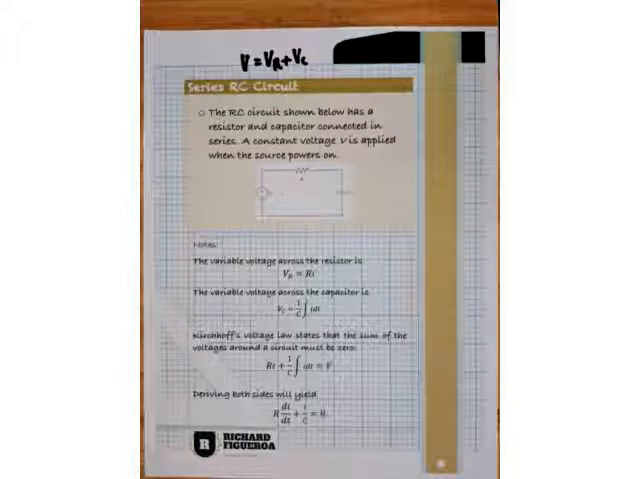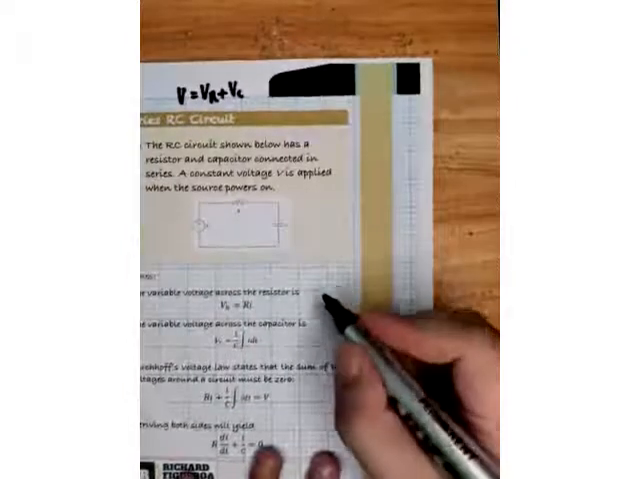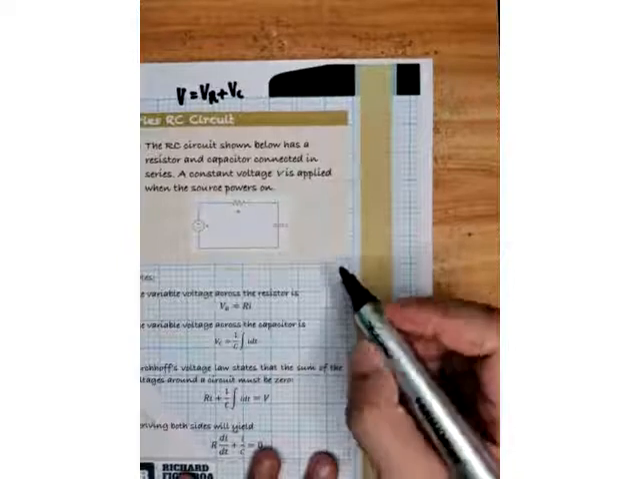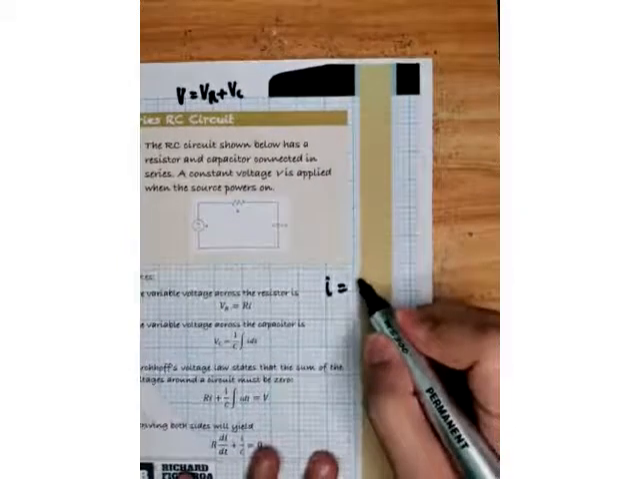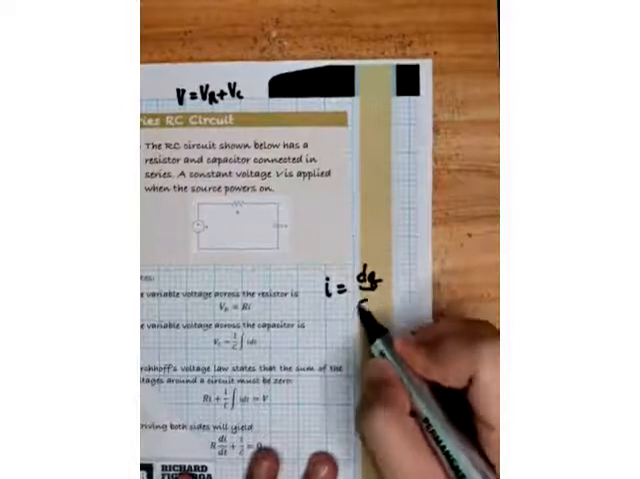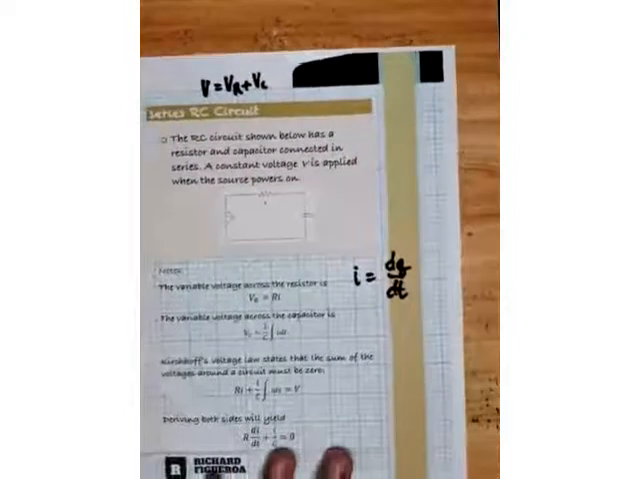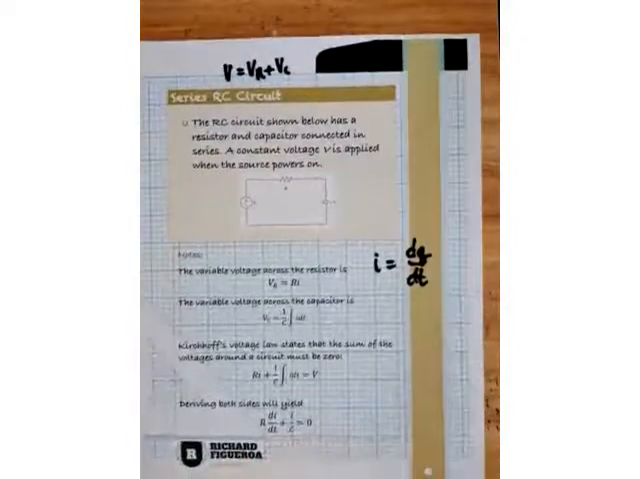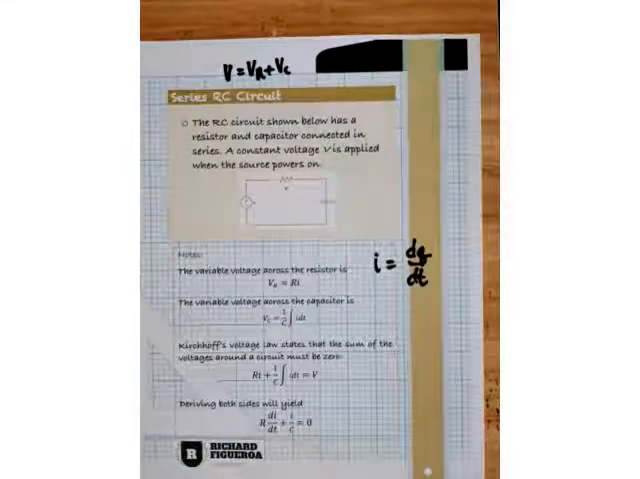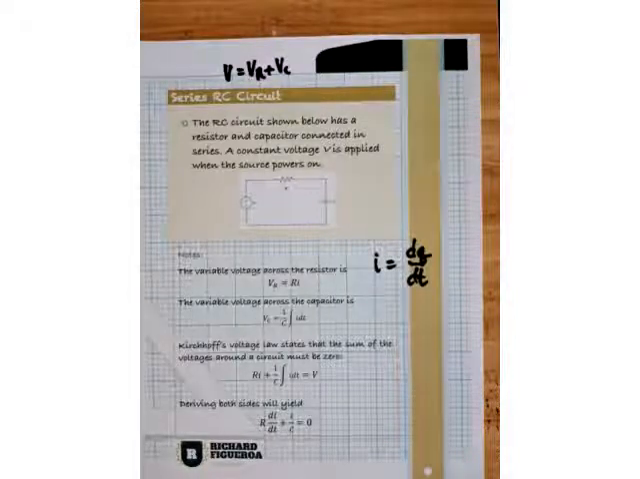So, medyo, naalala niyo ba sa physics or sa circuits? I'm not sure kung napag-aralan niyo yun. Okay? So, di ba ang current is equal to dq over dt. Tama ba? Ang current is equal to dq over dt. So that is the instantaneous current sa physics. Kung naalala niyo yung physics ninyo.